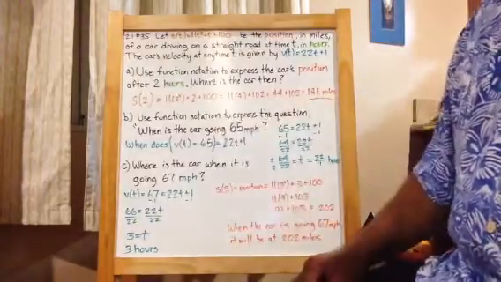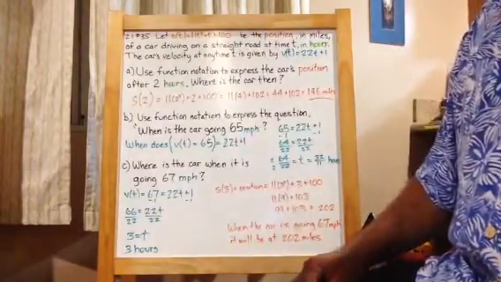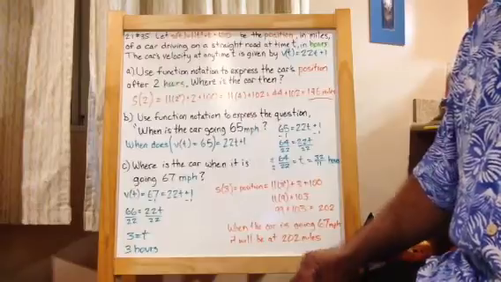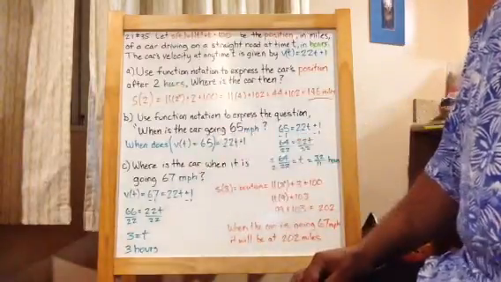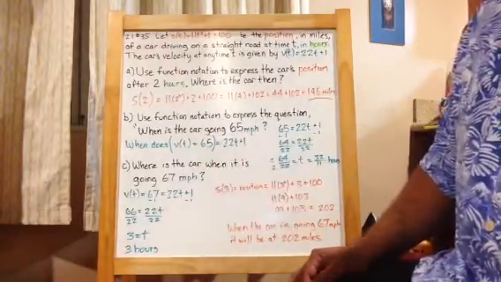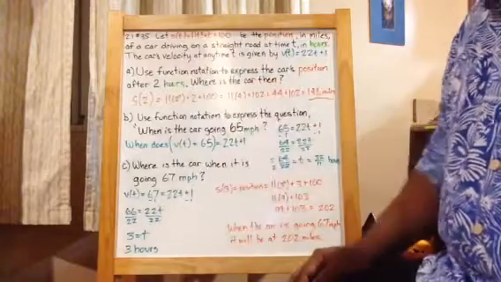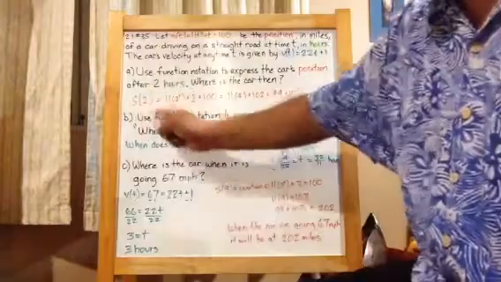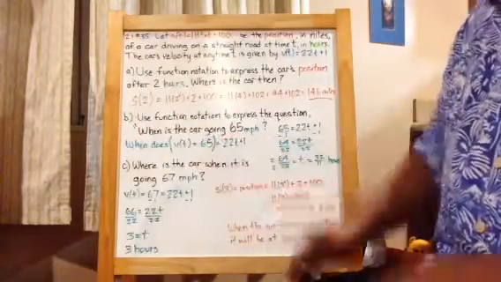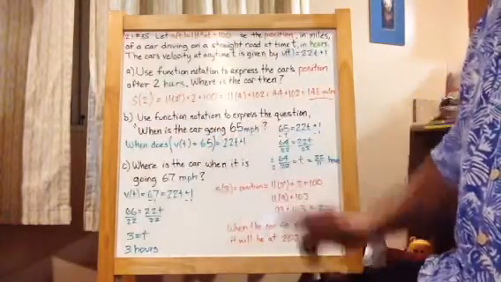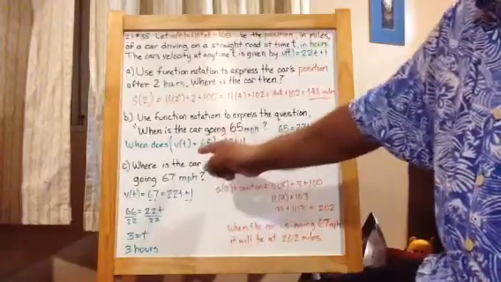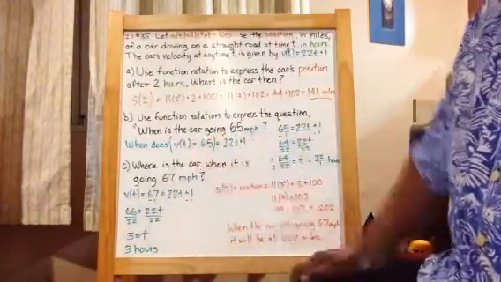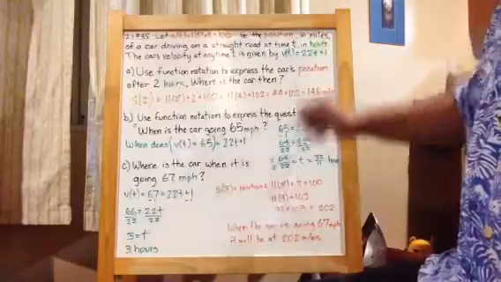Now, the second question is, use function notation to express the question, when is the car going 65 miles per hour? Now, function notation, like the first question, is asking for something in this configuration, s of 2. In this case, 65 miles per hour is the output. In this formula, t is the input, t is time in hours.